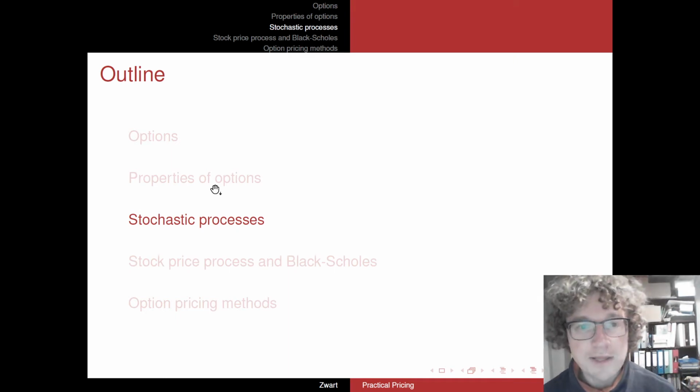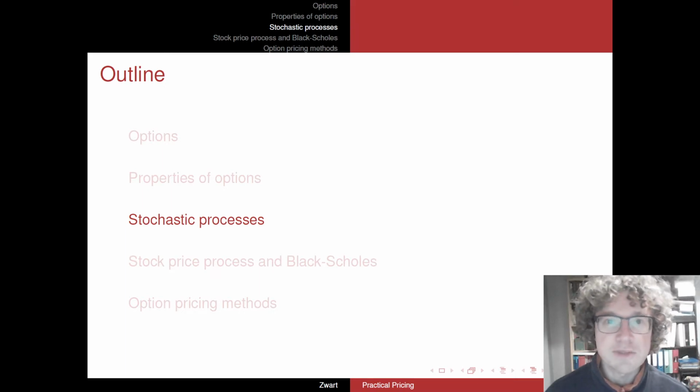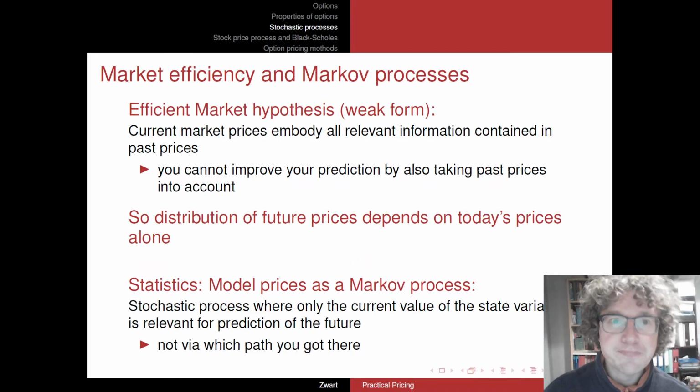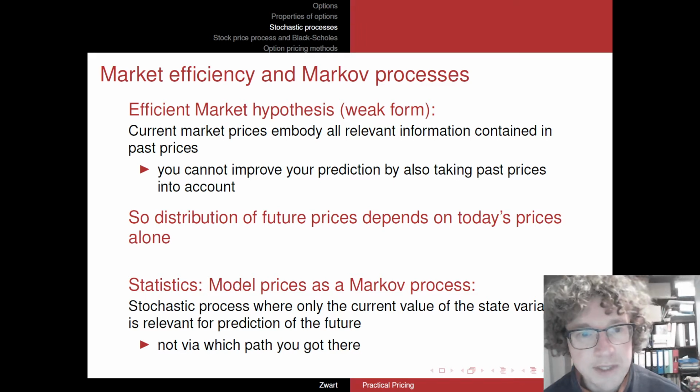So let's next have a look at stochastic processes. So the processes that we use to give mathematical description of the movements of stock prices. You remember from your finance courses the concept of market efficiency. Particularly the efficient market hypothesis in its weak form specifically says that the current market price basically is all you need, in the sense that you don't need any information on past prices if you want to predict the future. So you cannot improve your prediction of stock prices by taking those past prices into account.